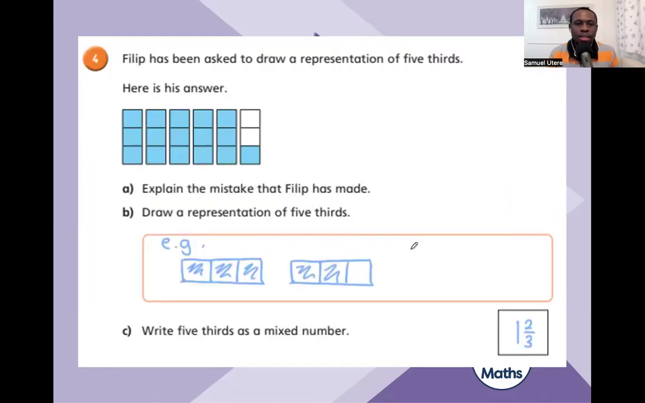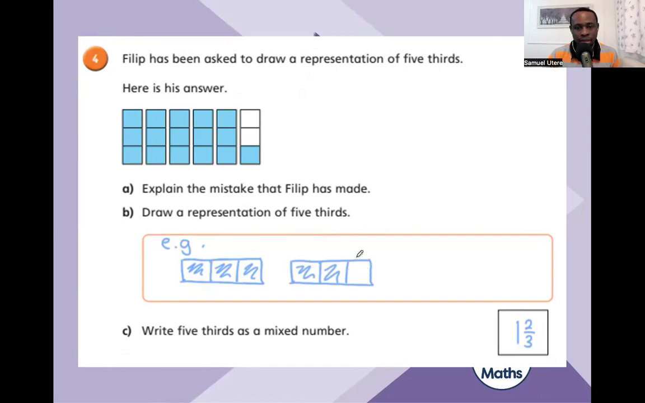Here, Philip has been asked to draw a representation of 5/3. Here is his answer. Explain the mistake that Philip has made and draw a representation of 5/3. So Philip has made the mistake of doing 5 lots of 3 split into 3 equal parts. But what Philip should know is that the thirds is telling you the number of parts you must split the shape into.